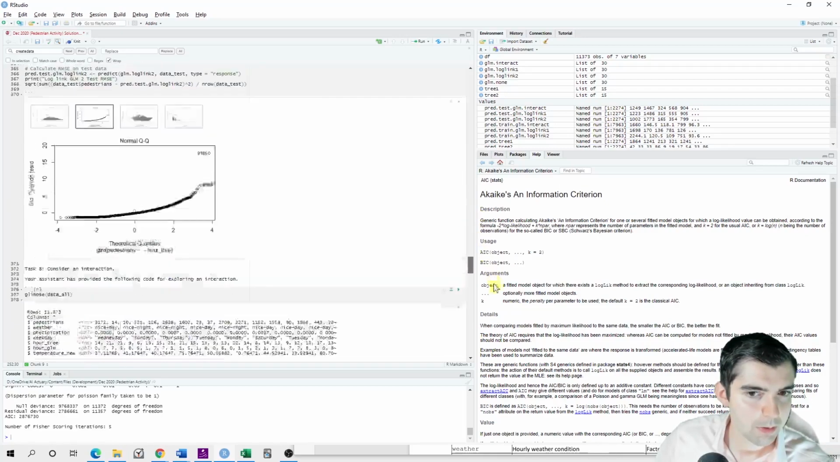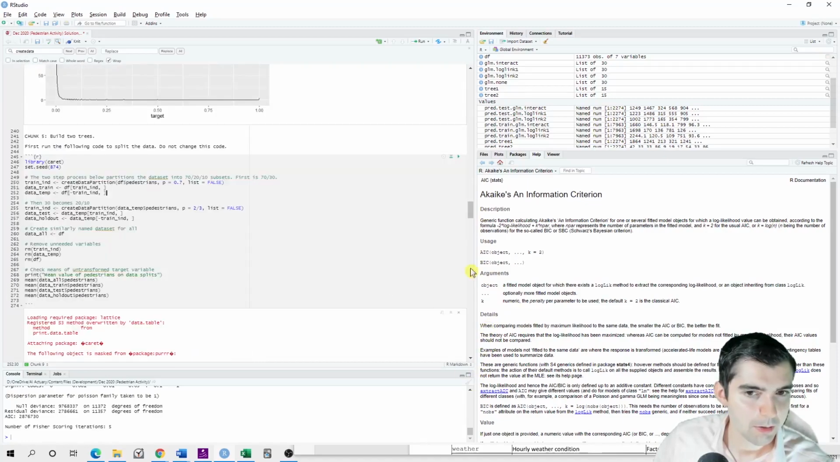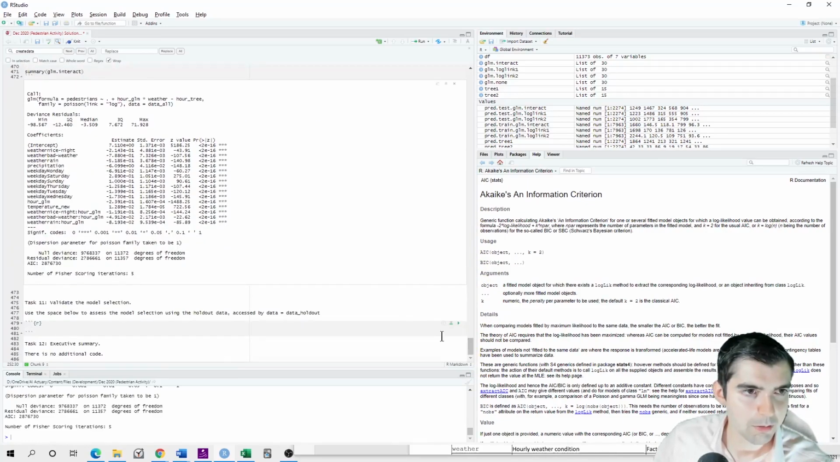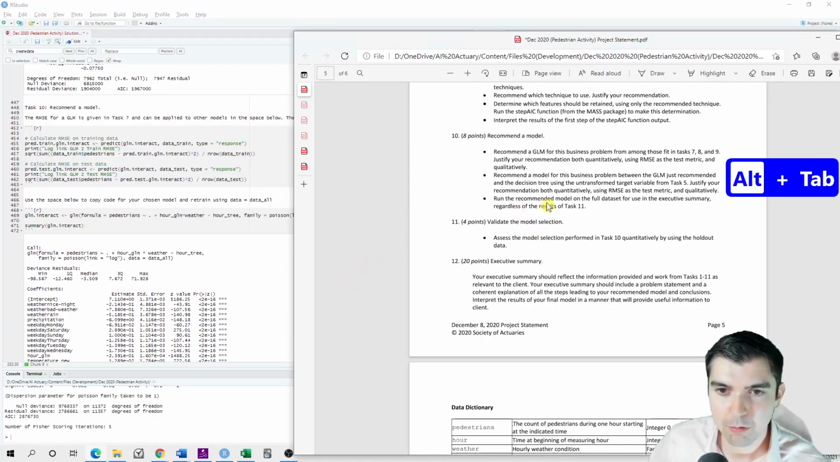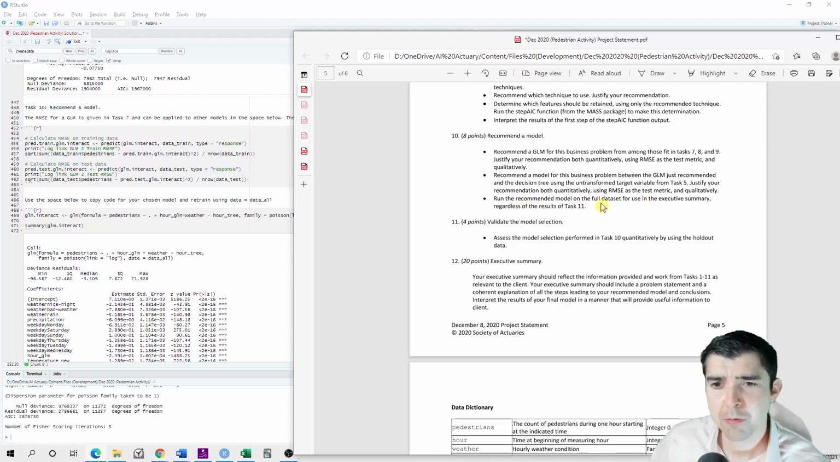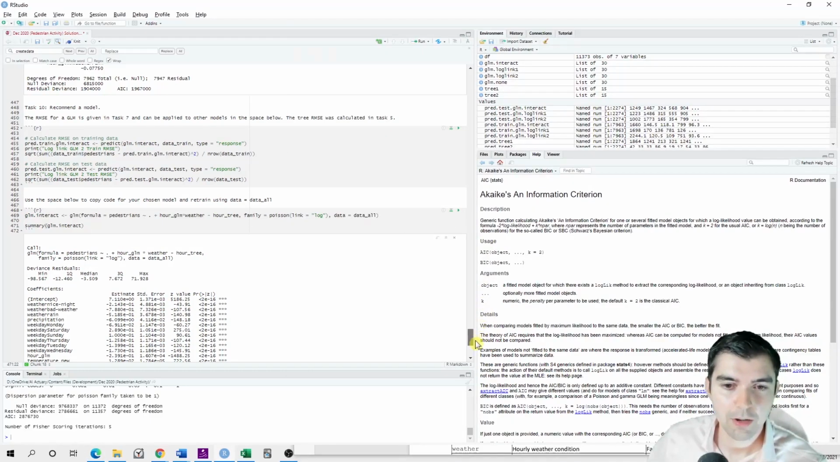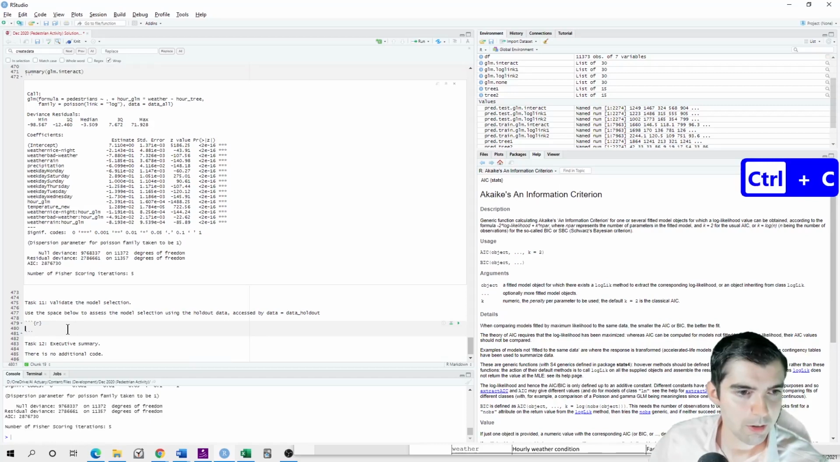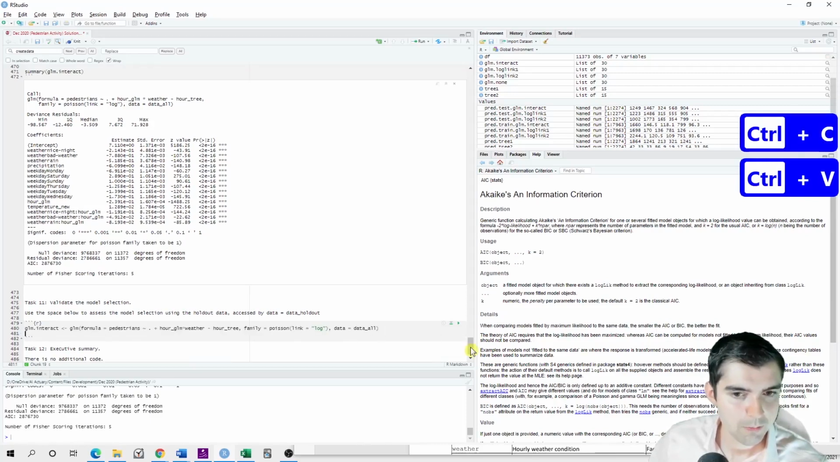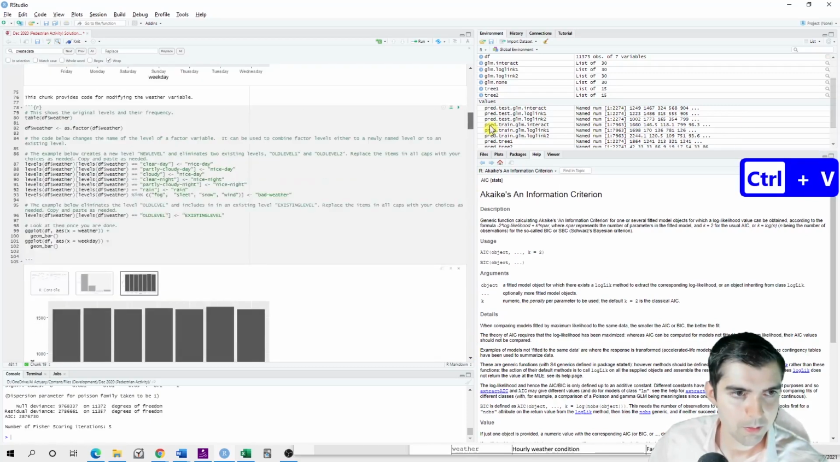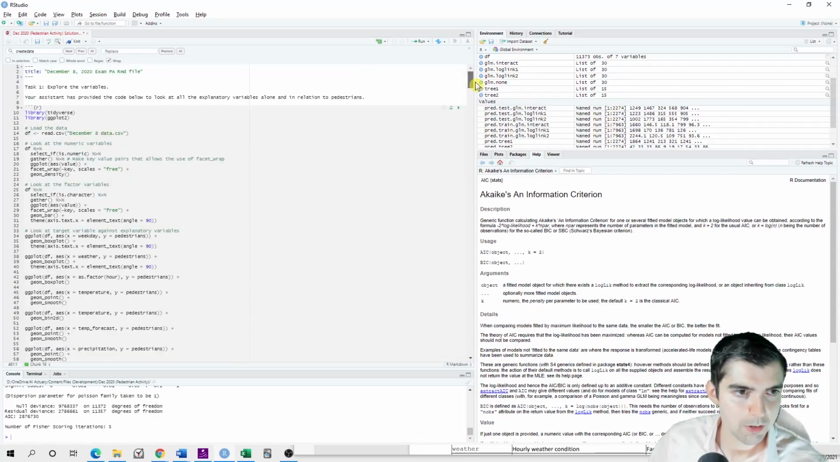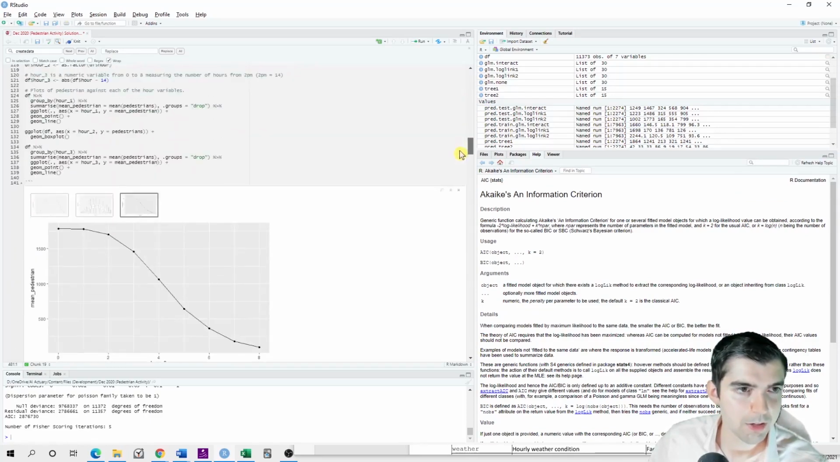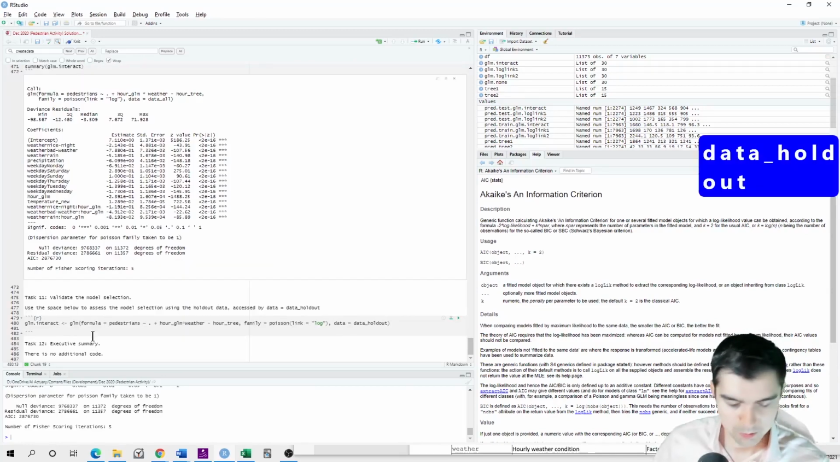Okay, so when I look at this GLM, I actually wanted to use the training set. So this is run the recommended model on the full data set. Oh no, okay. It says run the full model on the recommended data set for use in the executive summary, regardless of the results from task 11. Okay, so now we'll go back to the holdout set, and use it on whatever it's called, data holdout. So GLM interact.